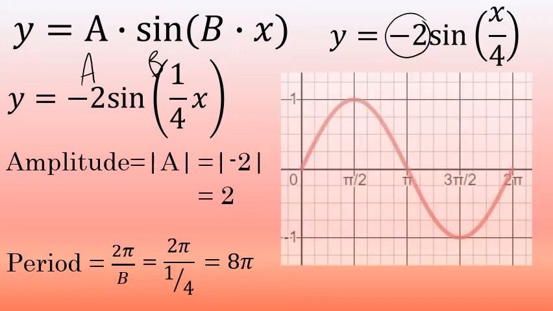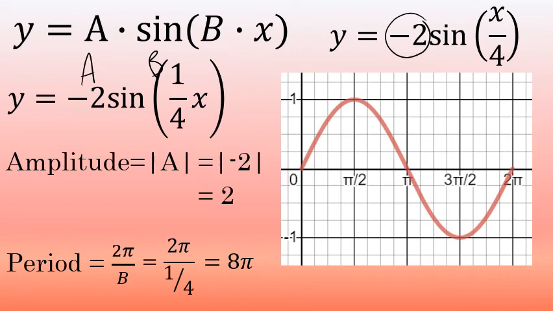When we draw this graph, it will be based on the graph of y equals the sine of x. And y equals the sine of x goes as high as 1 unit and as low as negative 1 unit. But because our amplitude is 2, the highest point on the graph of y equals negative 2 sine of x over 4 will be 2 units above the x-axis and 2 units below the x-axis. The fundamental period is 8 pi in our graph.